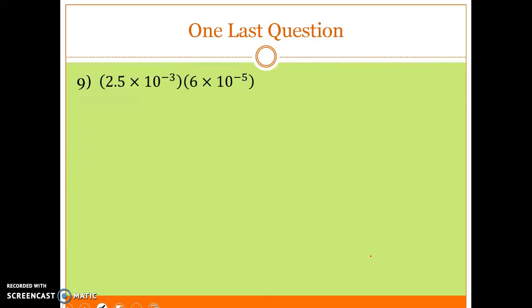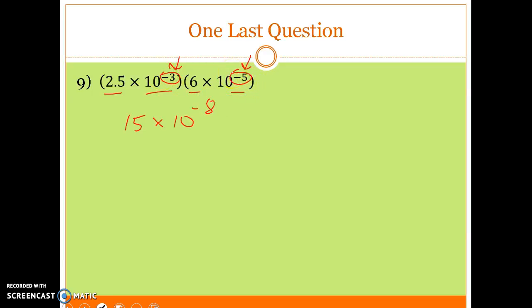Let's take a look at one more problem here. Again, scientific notation, except these numbers are small numbers in scientific notation, and I know that because their exponents are negative. So again, I'm going to multiply the 2.5 times 6 together first. That's going to be 15. And then if I multiply the 10 to the negative 3rd times 10 to the negative 5th, that's 10 to the negative 8th. And I did that by adding the exponents together.